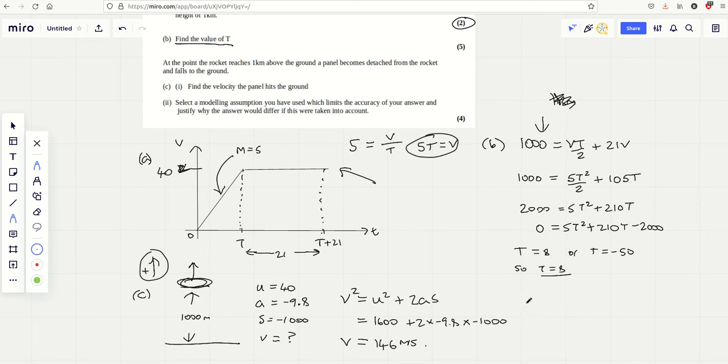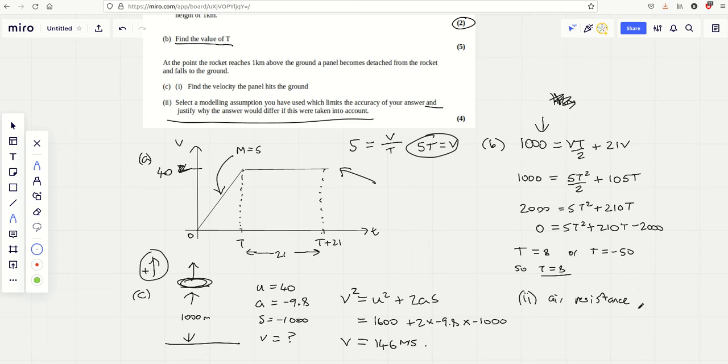For part two, it's a standard kind of stuff, really. Select a modelling assumption you have used which limits the accuracy of your answer and justify why the answer would differ if this were taken into account. Yeah, so you've actually got to back up your justification. It's no good just going air resistance. Yeah, sure, it's air resistance, but what does air resistance do? Yeah, how does that change your answer? Justify why the answer would differ.